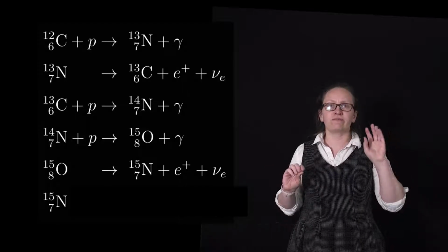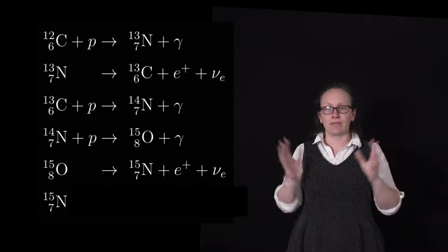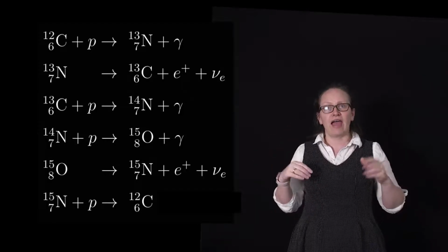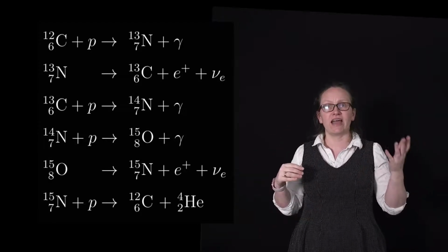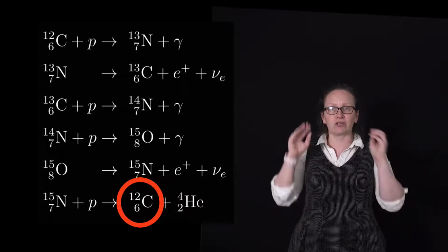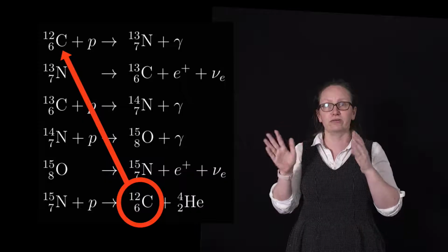So the nitrogen-15 then meets a proton and they combine to form carbon-12 and the helium nucleus, the alpha particle. And now we've got the carbon-12 back, which is what we started our cycle with.